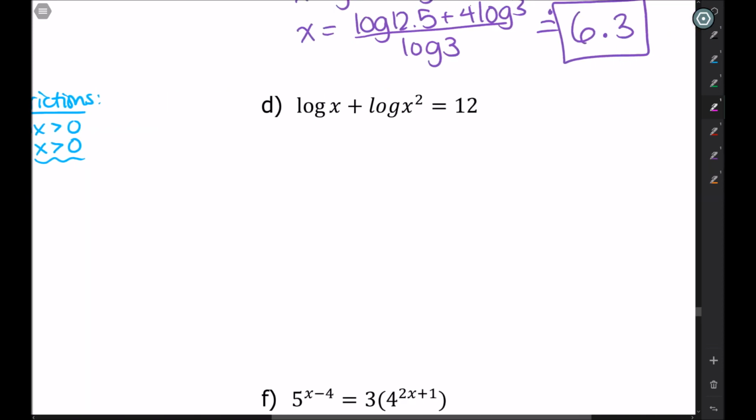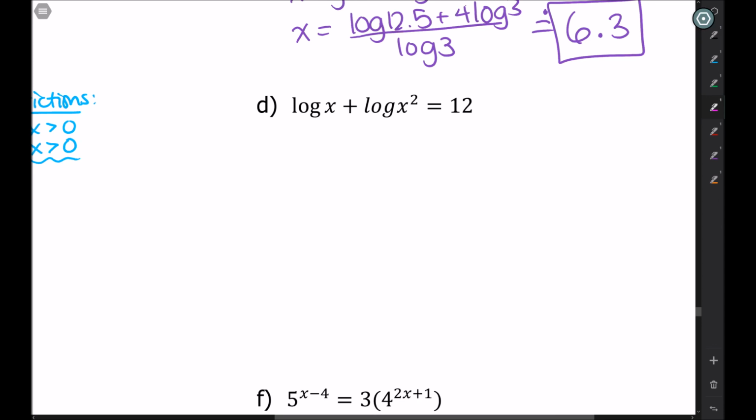So let's take a look at D right here. So D is a little bit trickier. Same thing, we're going to write our restrictions right here. So x has to be greater than 0. Okay, that's the first one. And x squared has to be greater than 0. But when I solve for x here, it's saying pretty much the same thing. So those are our restrictions that we have here.